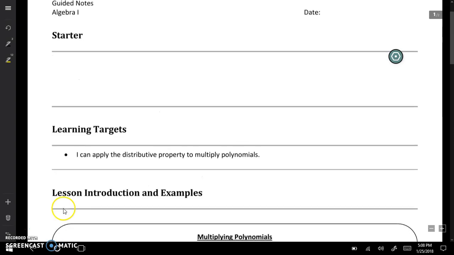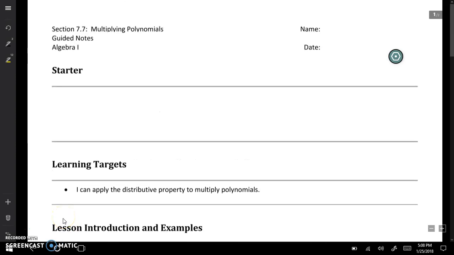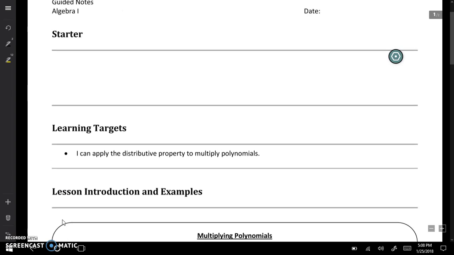So what we're doing today is 7.7. We're going to be multiplying polynomials. Last week you did multiplying monomials. Then yesterday you did a polynomial by a monomial. Now we're going to be doing polynomials together.